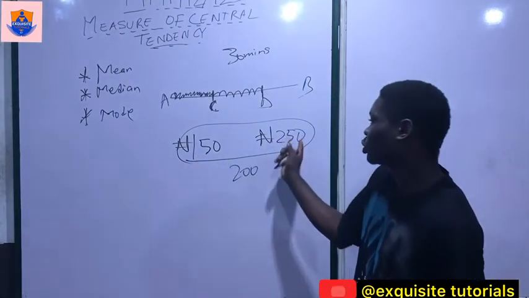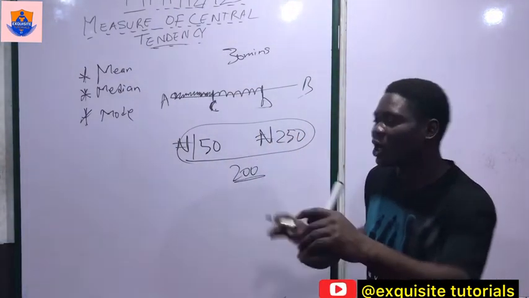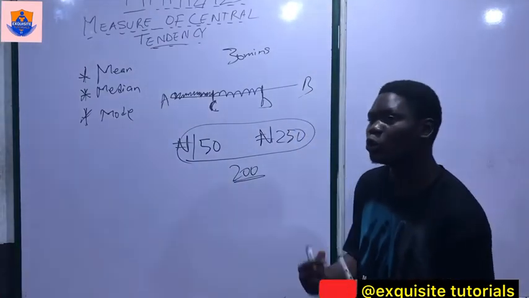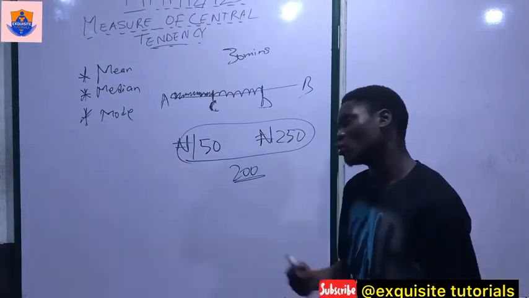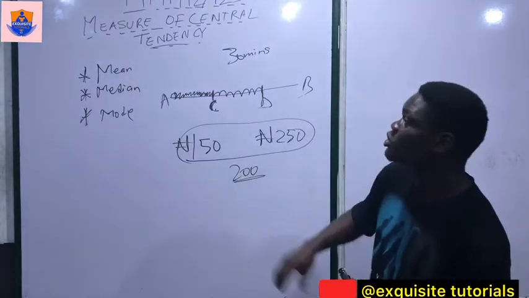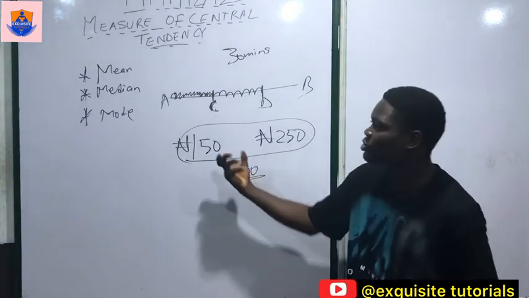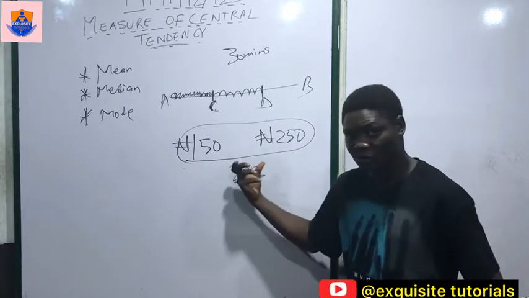Or it could be your friend, he will give you 15 naira. So both of you will have 200 naira. Now, if both of you now have 200 naira, you guys can go a long way. You guys will be satisfied with this amount. So this is the idea of mean, using a single value, 200 naira, to represent these two values.